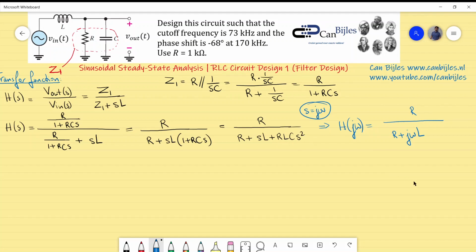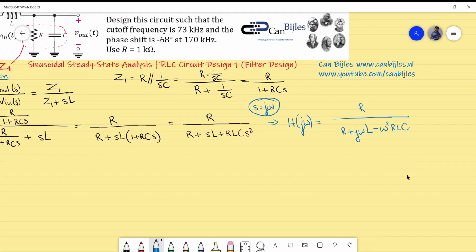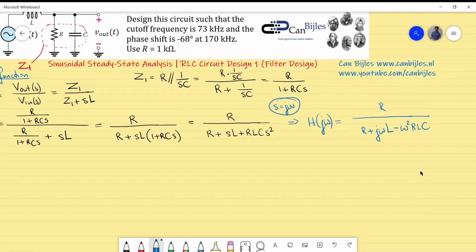So it will be the following: minus omega squared RLC. As you can see, we have the real part and the imaginary part already given. So the real part is R minus omega squared RLC, and the imaginary part here is just j omega L, or omega L as the length of the imaginary number. So what do we do next?